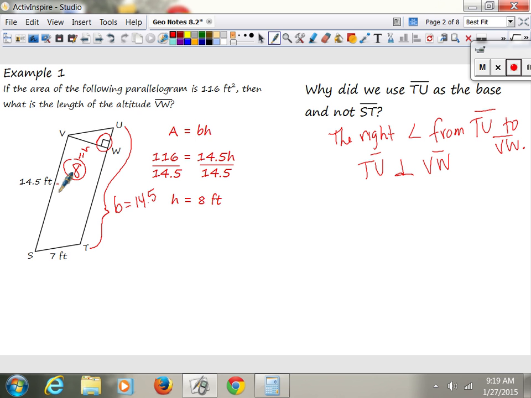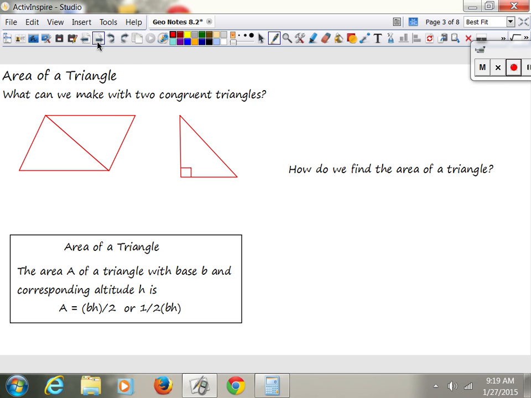Area of a triangle. What can we make with two congruent triangles? Two congruent triangles. Not necessarily a square. You might if there are two congruent 45, 45, 90. But if you have two congruent triangles, you could actually make what? A parallelogram. Every time. You can make a parallelogram with any two congruent triangles. So you might want to make this triangle in here to show it. That you could make two congruent triangles.